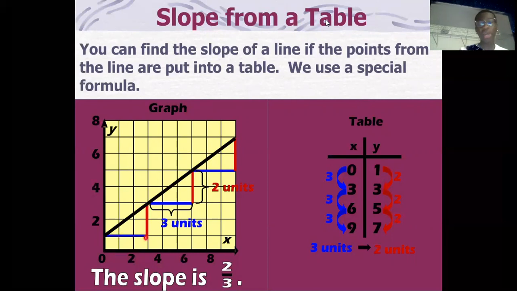1, 2, 3, over 3, 1, 2, up 2. So we know we're going to the right 3 times and up twice. Right 3, up twice. So we're rising twice and then we're running, quote unquote, 3 times. So if you check the table, you can see 0, 1, 3, 3, 6, 5, 9, 7. Now, is that understandable? All right, so back to the next slide.